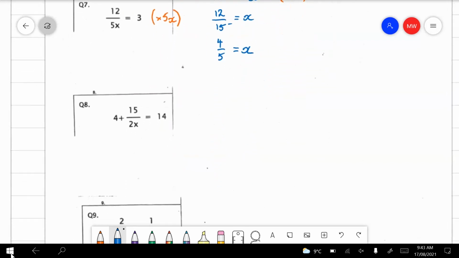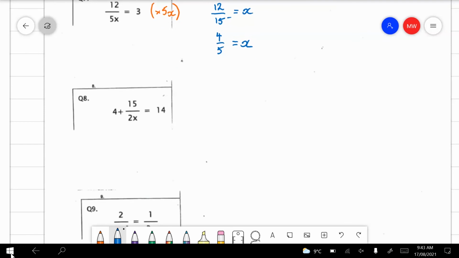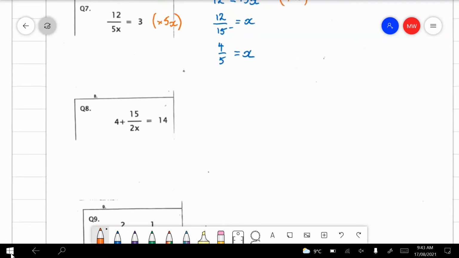Alrighty, question 8. Now, this question could become quite tricky if you started trying to make all of these fractions. I definitely wouldn't be advocating that. I think in this one, to begin with, the easiest thing to do is just to get rid of that 4. So it's a positive 4, so let's remove 4 from both sides. Just like doing the balance method, it is the balance method. So your first line is now 15 over 2x equals 10.